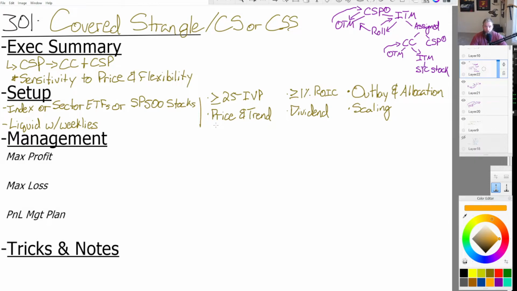But for price and trend, there's kind of two ways I think about it. Sometimes I will go with the catching a falling knife, where I'm looking for some sort of trend reversal. I want to see something that is making big declines, maybe on a 3-month chart it's declining, but on a 6-month, 1 month, it's uptrending.